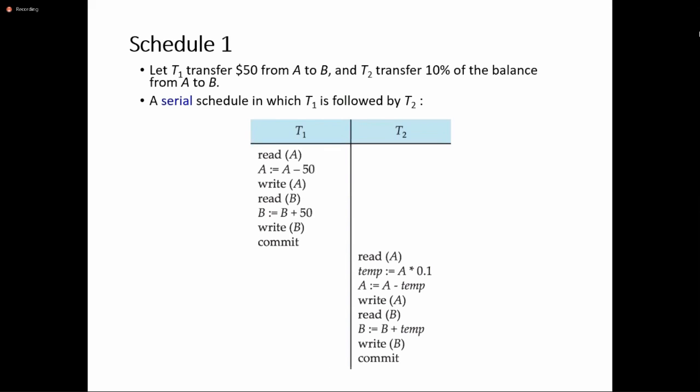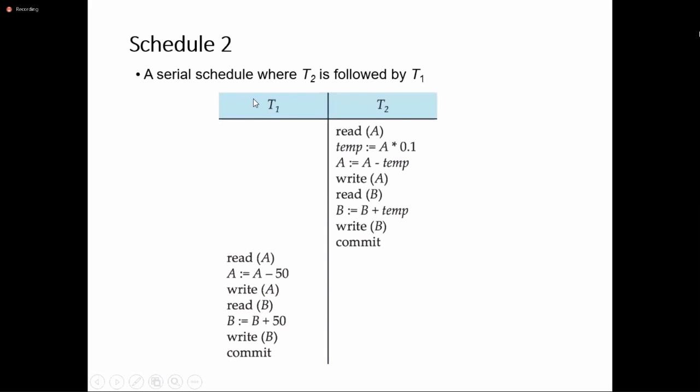Now T1, T2. Here are the transactions. First read A and write A, and so on, up to commit. This is one of the transactions. This is the schedule 1. Now in schedule 1, there are no conflicts, so you can change the schedule and interchange it.